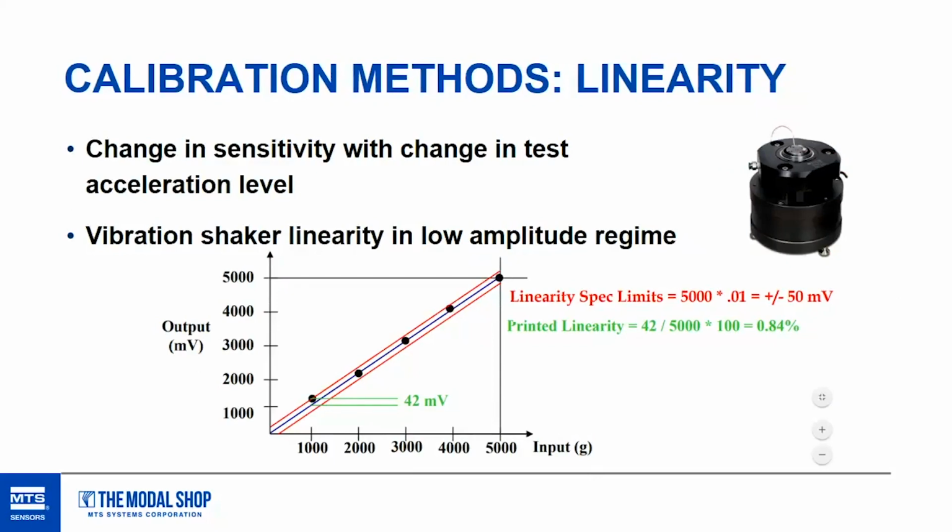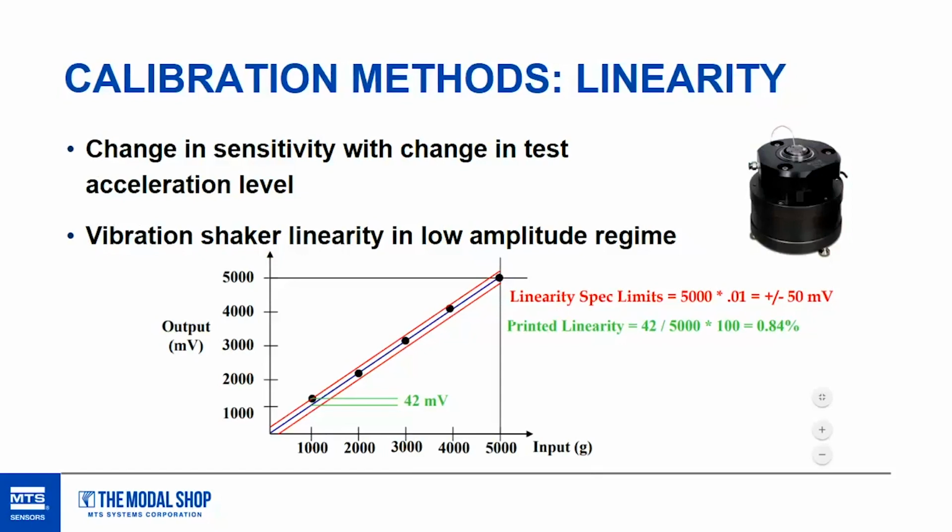When you're defining a linearity, it's ultimately going to be expressed as a percentage, as you can see there in green. And we're just going to look at what is the sensitivity at each of these acceleration levels and fit a best fit straight line through that data, usually a zero-based best fit straight line, and look at which point has the furthest deviation from that line, and that value divided by the full scale range expressed as a percentage is going to be your linearity for your test.